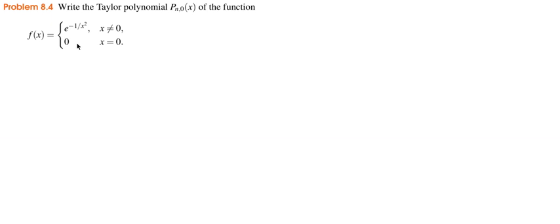So problem 8.4. Write the Taylor polynomial Pn centered at 0 of the function f equal to e to the minus 1 over x squared when x is different than 0, and it's 0 when x is equal to 0. Okay. So now this function is not defined at 0, right?